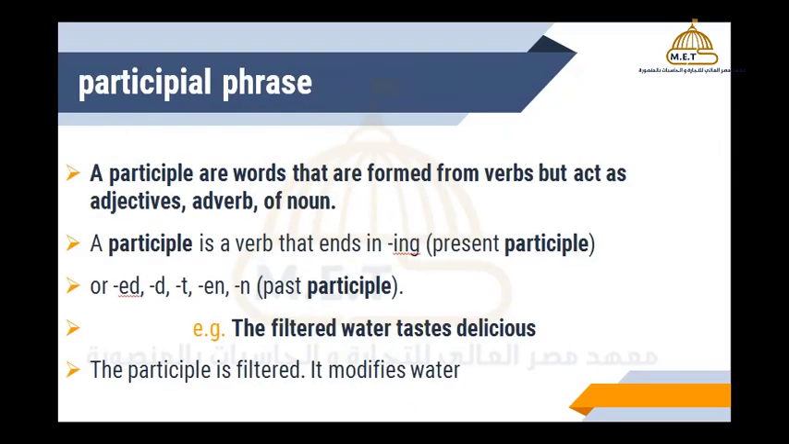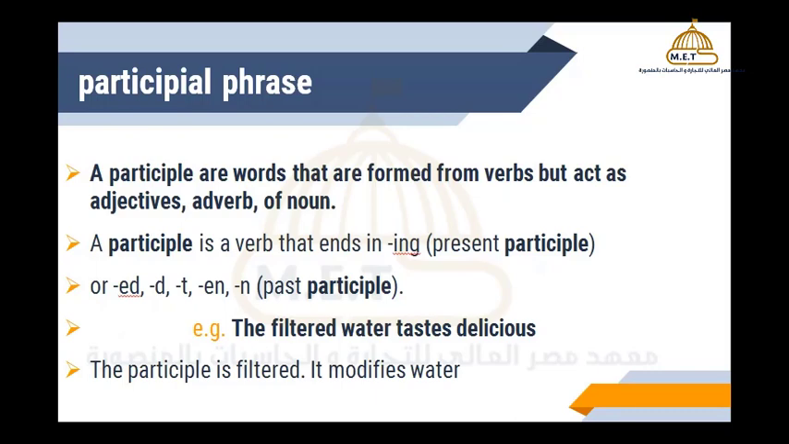The second type is participle phrase. As we did in the prepositional phrase, where we had a preposition and a prepositional phrase, here we are going to have a participle and then a participle phrase. So the meaning of a participle: words that are formed from verbs but act as adjectives or adverbs of a noun.